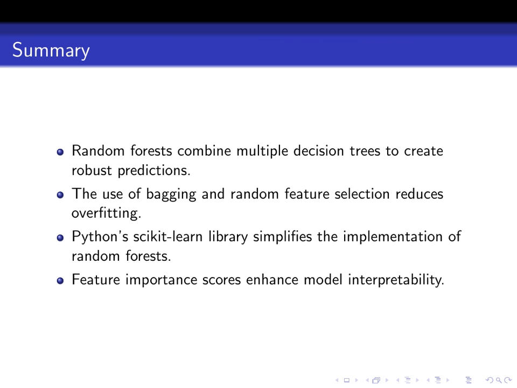To summarize, random forests combine decision trees to deliver robust predictions. Bagging and random feature selection reduce overfitting while enhancing performance. Python's scikit-learn library simplifies their implementation and evaluation. Feature importance scores help interpret models effectively.